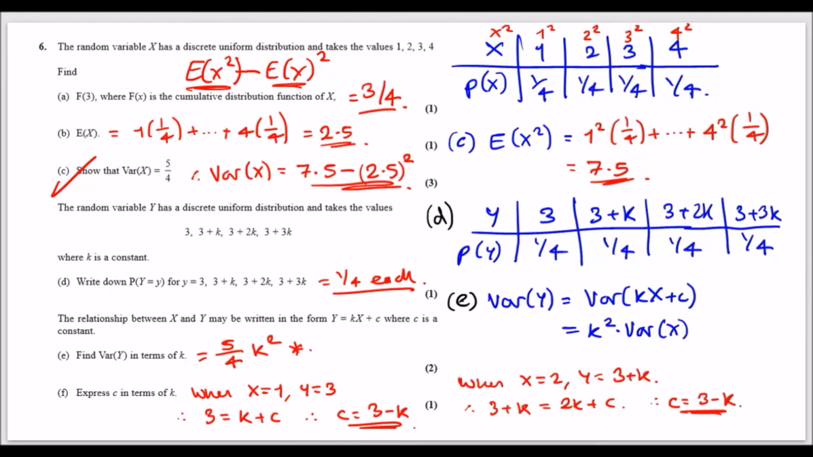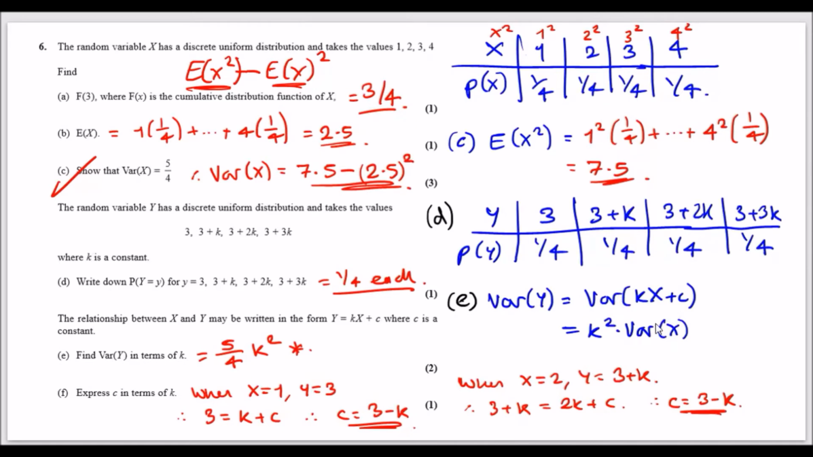Now, where are we? So D, write down. Okay, we've done that. The relationship between x and y may be written in the form y equals kx plus c, where c is a constant. So find the variance of y in terms of k. To calculate the variance, we're given the y equation. So essentially, you could just find the variance of this expanded form: variance of kx plus c.